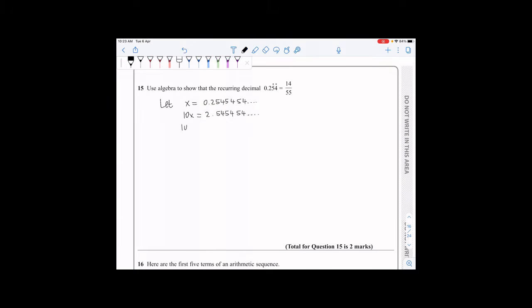So I'm going to consider 1000x, which is 254.5454. What I have achieved here is that we've got the same decimal part, which means that upon subtraction of one from the other, we will be getting integers. So 1000x minus 10x is 990x, which is equal to 252. So x is 252 over 990, which simplifies out to 14 over 55 as required.